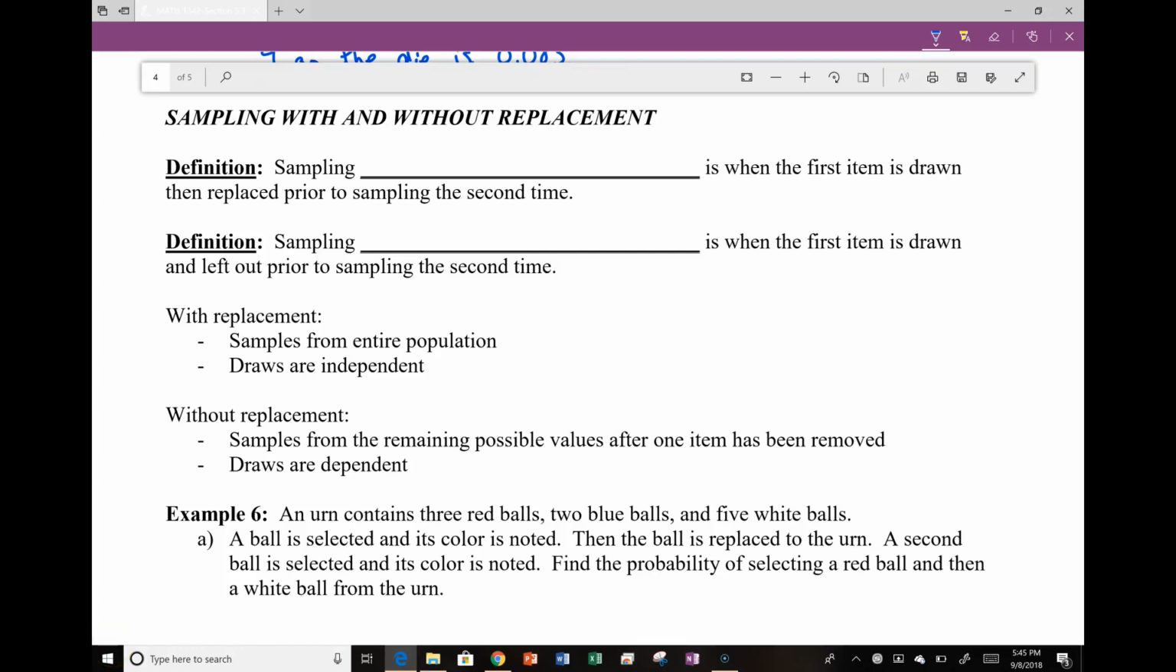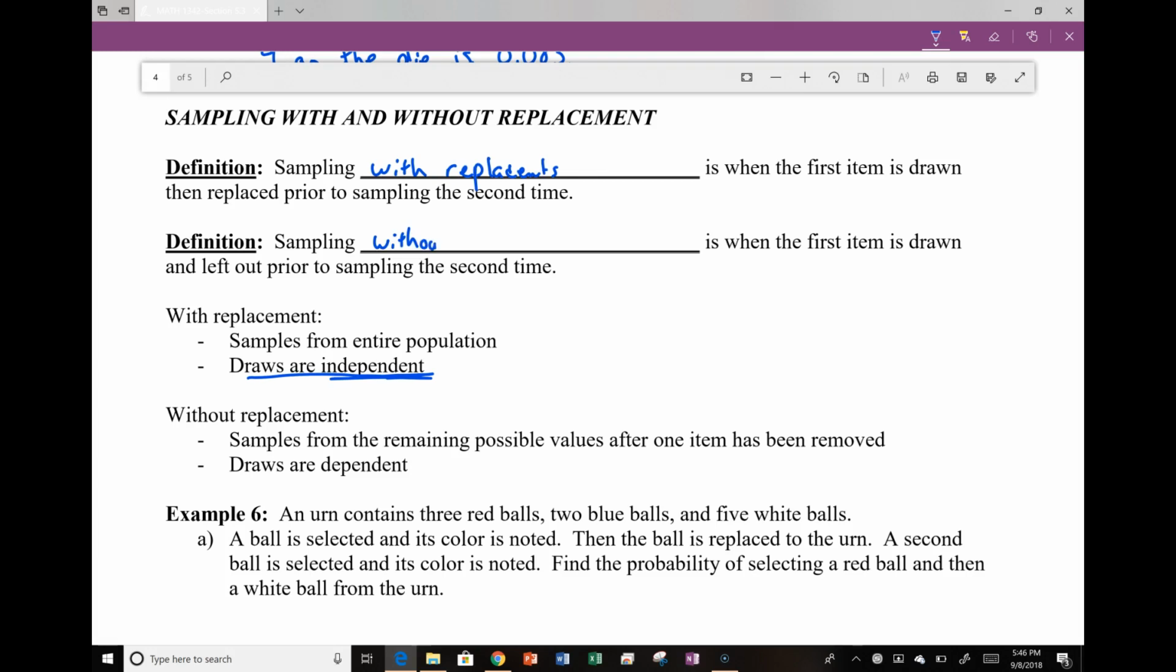So we have already been discussing conditional probability as well as independent versus dependent. So I want to look at sampling with or without replacement, the independent versus the dependent. Sampling with replacement means that we draw the first item, then we replace it prior to drawing the second time. These with replacements are going to be independent. They're samples from the entire population because I have placed that original item back in the sample to draw from.